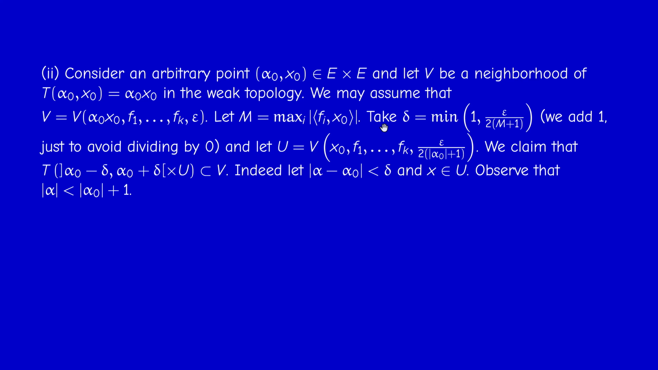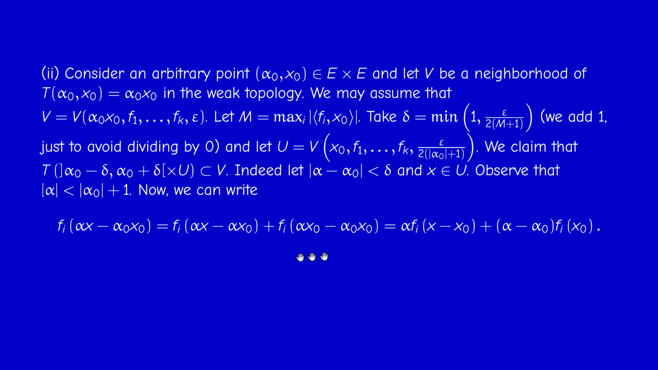Now, my choice of delta is less than 1. If the absolute value of alpha minus alpha 0 is less than delta, then the triangle inequality tells me that the absolute value of alpha minus the absolute value of alpha 0 is less than delta, less than 1. So the absolute value of alpha is less than the absolute value of alpha 0 plus 1. So the ratio actually is less than 1. Now I use a fundamental trick: I add and subtract fi of alpha x0. So I write fi of alpha x minus alpha 0 x0, because I want to prove that alpha x actually belongs to this set V.